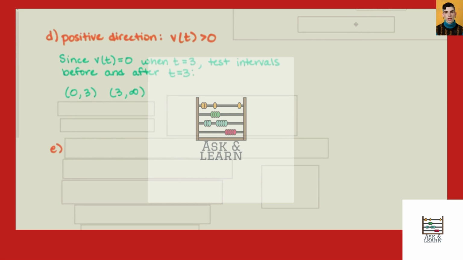And after 3, we have the interval from 3 to infinity. So what we want to do is pick a number in each interval and test it into the velocity to see if we get a positive or a negative. So I picked 1 and I picked 4. And remember back in the previous part of the problem, I think it was part B, we found that v of 1 was positive 18/25. So we know that v of 1 is positive. And then if you substitute 4 into the velocity, you get a negative. So what this is telling us is that the particle is moving in the positive direction from time 0 to 3, and it's moving in the negative direction from time 3 to infinity.